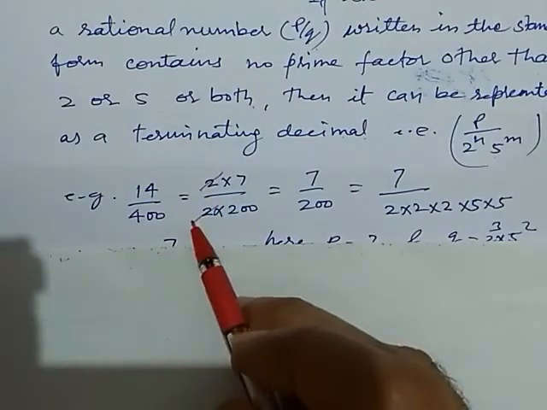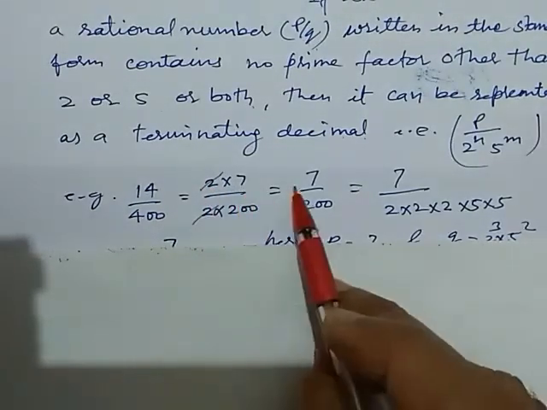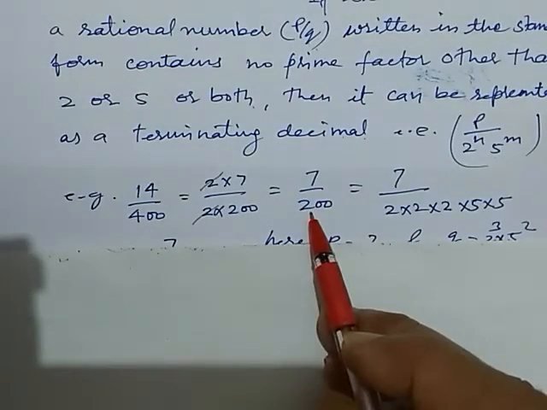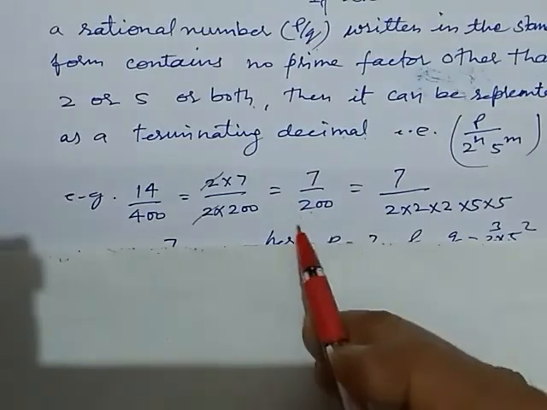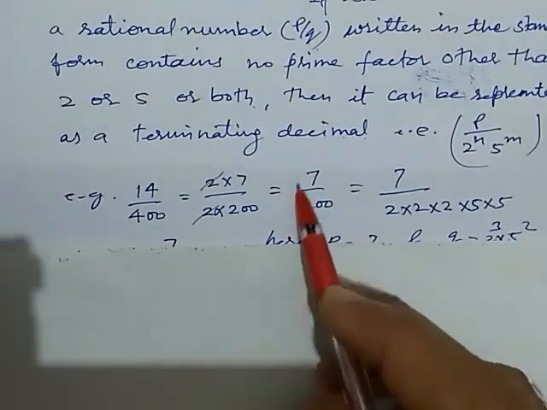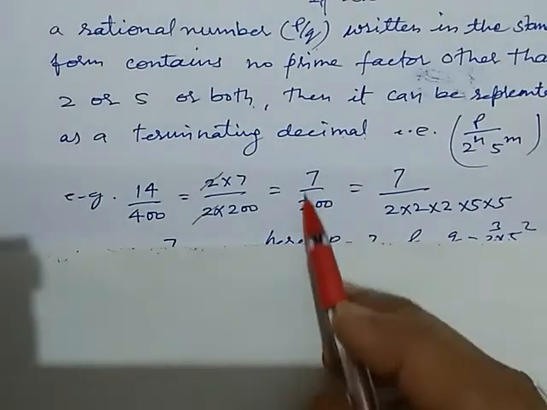So first we cancel this 2. 2 is divided by this 2 one time. So this number is converted into 7 by 200. Now 7 and 200 are co-primes. This is the standard form because now there is no common factor other than 1. Only 1 is the common factor. So this is the standard form.